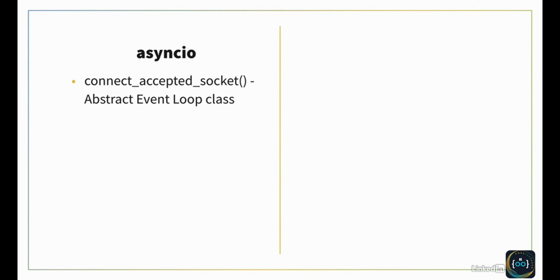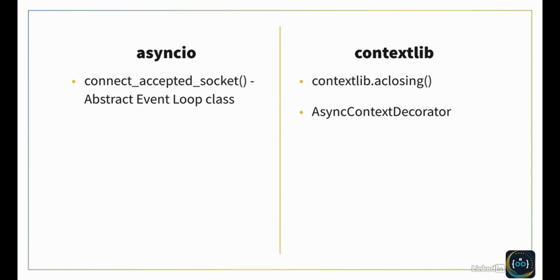So first up, the asyncio module has added a new function to its abstract event loop class. Continuing within the world of async programming, the contextlib module has added a context manager to safely close async generators and async resource objects. An async context decorator class has also been added to support usage of async context managers as decorators.